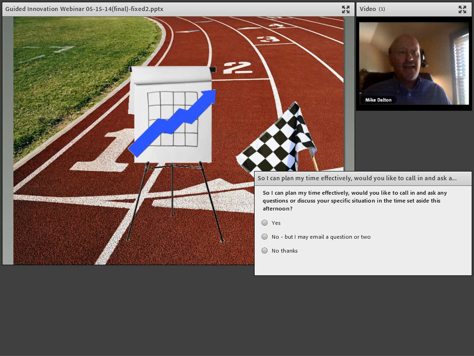So, Mike, there was one leftover question from Linda, and she's asking, any suggestions on how to get upper management to believe in pipelining projects? She says, I think it's the single biggest factor in improving development output, but it's hard to get everyone to believe.